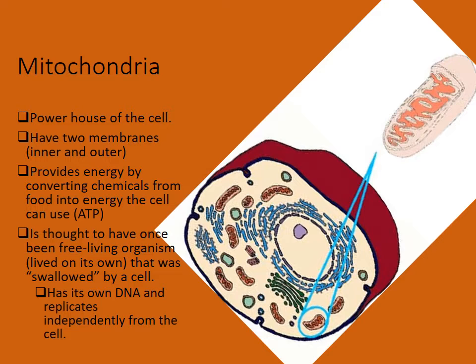What do I mean by inner and outer membrane? Basically, the job of the mitochondria is to provide energy by converting chemicals from food into energy that the cell can use, also known as ATP. So basically, you eat food, and it takes the nutrients out of your food, breaks them down further, and creates ATP. At one point, it was actually thought that the mitochondria was a free-living organism, since it has its own DNA. Yes, this is an outsider. This guy has his own DNA and it replicates independently from the cell.